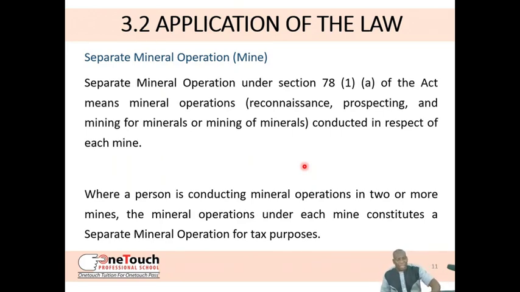Now, the second point is this one, where a person is conducting mineral operation in 2 or more mines, and yet the concept of ring fencing is here again. The mineral operation under each mine constitutes what? A separate mineral operation for tax purposes. So here is a company that has 2 or more mines. You don't combine all the mines and then calculate the chargeable income for that company.